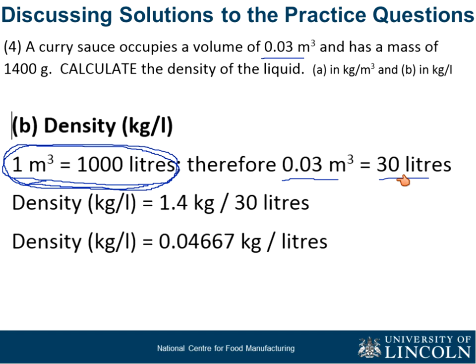So 0.03 multiplied by 1,000 is 30 liters. So from 0.03 meter cube, we go to 30 liters. So we have the answer. We have the volume now in liters. So all we need to do is to divide the mass that we've already converted to kilogram by the volume in liters. So you have the answer in liters.